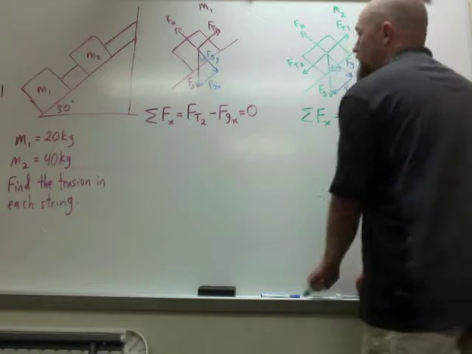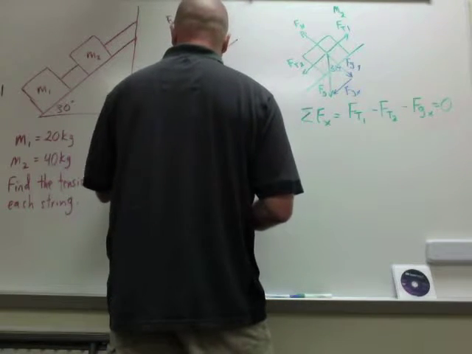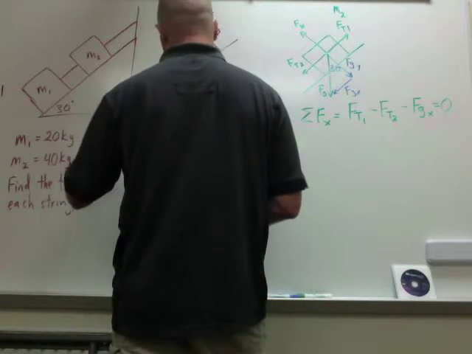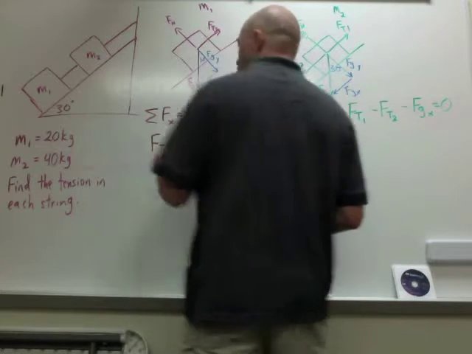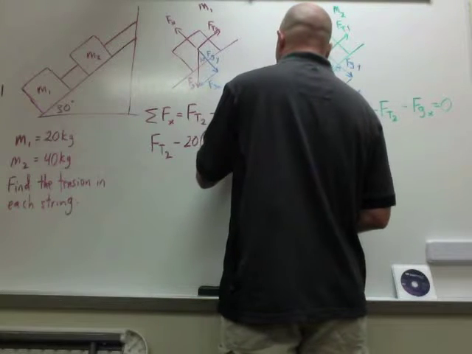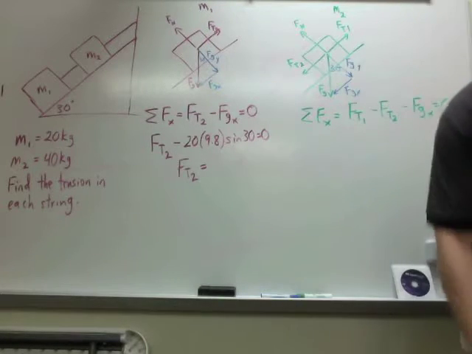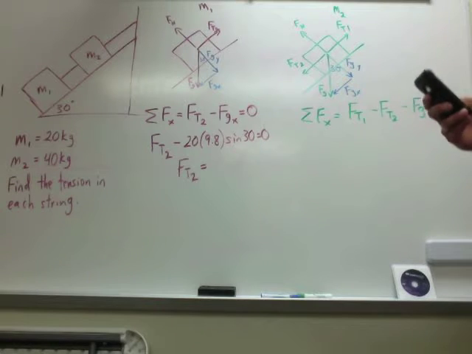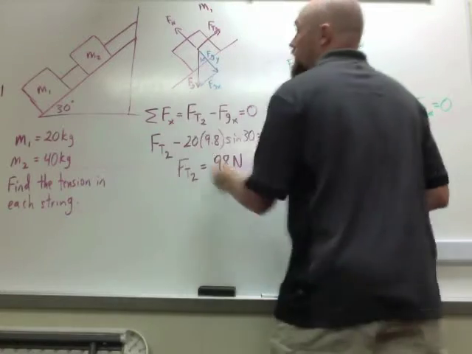So if I do this here, I'm going to get FT2 minus M1, so M1 is 20, so 20 times 9.8 times the sine of 30, equals 0. So that means I can solve for FT2. 196 divided by 2 is 98. I believe I did that in my head, so 196 divided by 2, yep, 98. So I get 98 newtons here. So that is my answer for one of them.